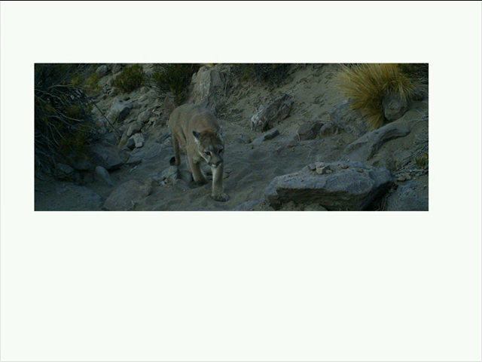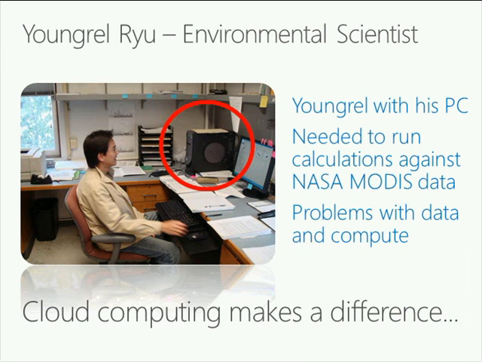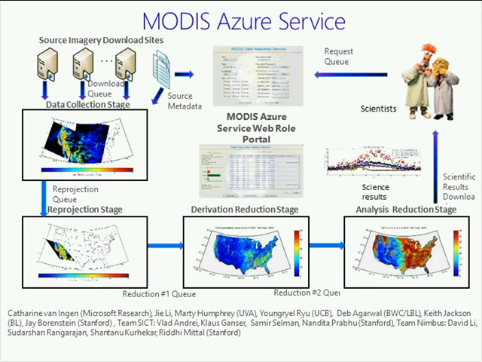So just switching back to my original slide deck, I really want to wrap up looking at one project that we've been doing with Young-Rail Ryu at Seoul National University, who's been using NASA MODIS data, which was quite difficult. Here you can see him in his office with his computer, and he was very constrained with his computer, and so the MODIS data is made available from NASA, this great satellite imagery data set. But it's quite large, and in order to process it you need quite a lot of computing power.